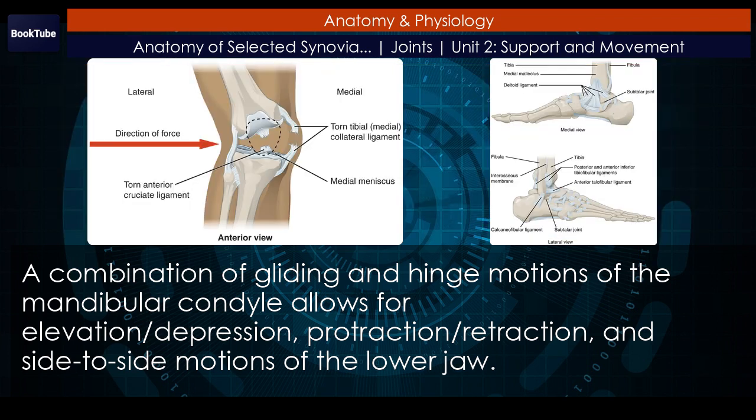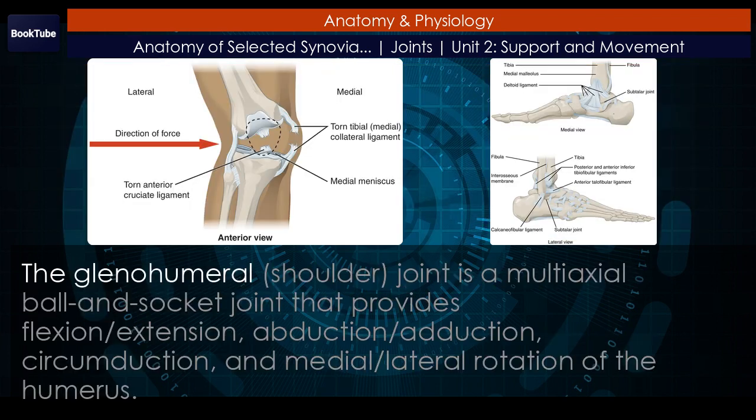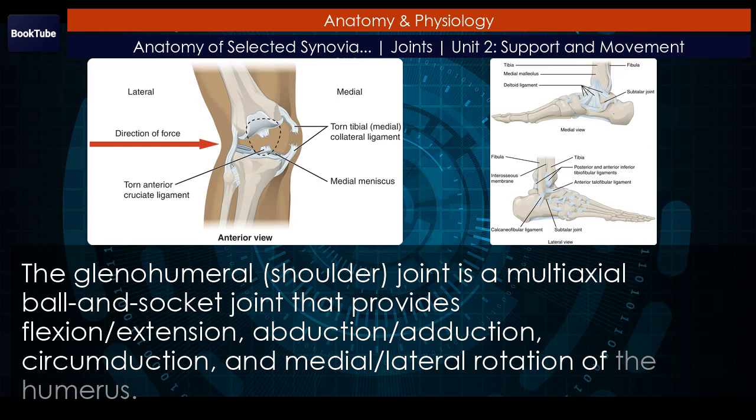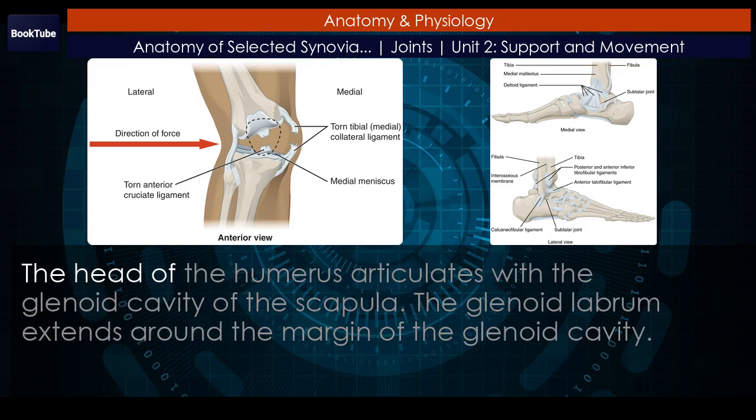The glenohumeral shoulder joint is a multi-axial ball and socket joint that provides flexion, extension, abduction, adduction, circumduction, and medial, lateral rotation of the humerus. The head of the humerus articulates with the glenoid cavity of the scapula. The glenoid labrum extends around the margin of the glenoid cavity.